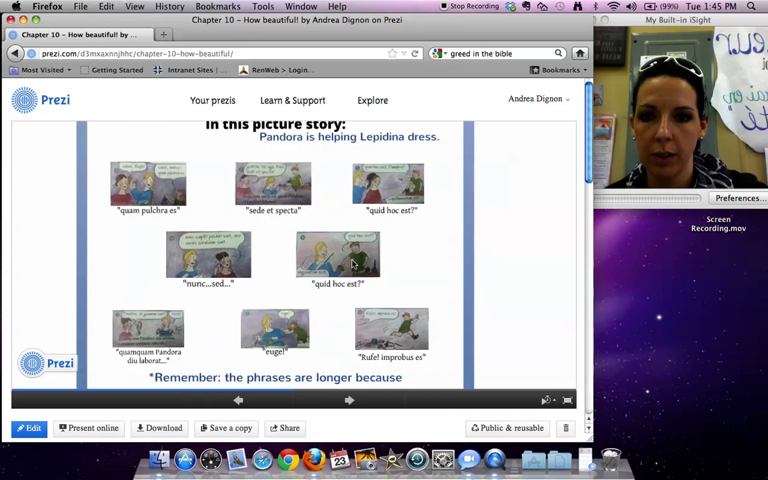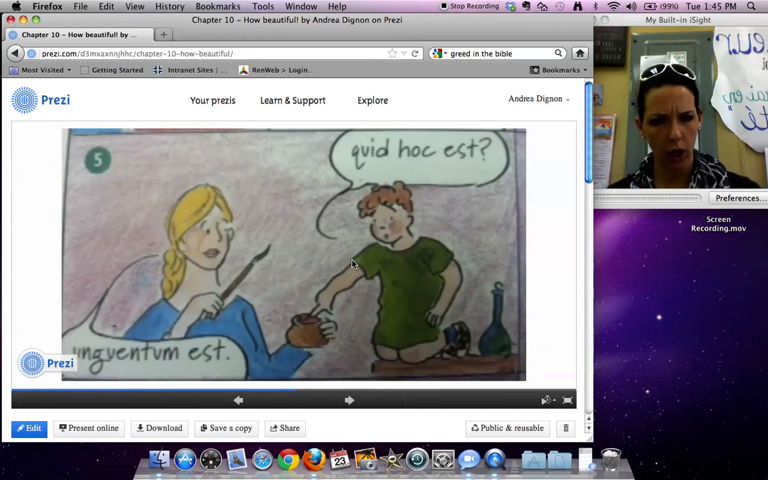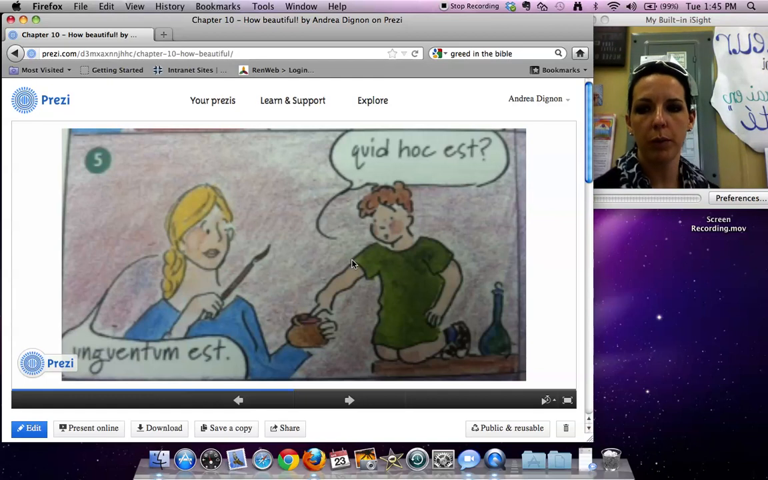All right, our next one. Quid hoc est? Rufus asks, and Pandora replies by saying unguentum est. All right, so Rufus is sitting on a table. That's going to be my first indication that something's happening. And he asks, what is that? And she says, unguentum est. Unguentum est, and that is lip gloss or ointment. Okay?